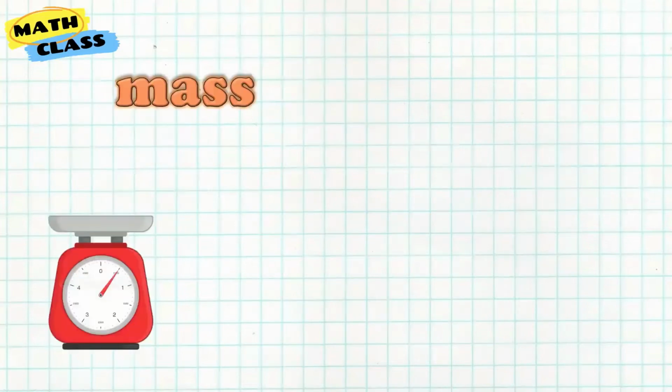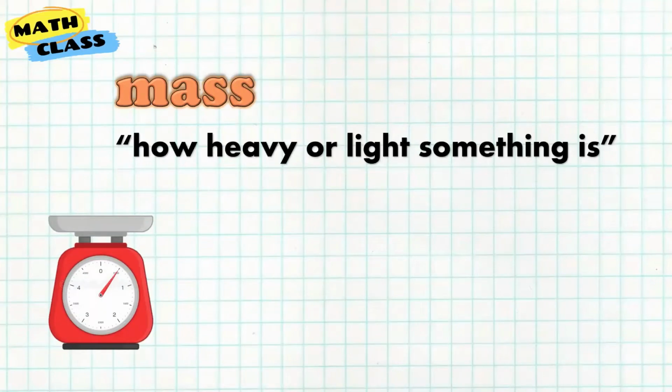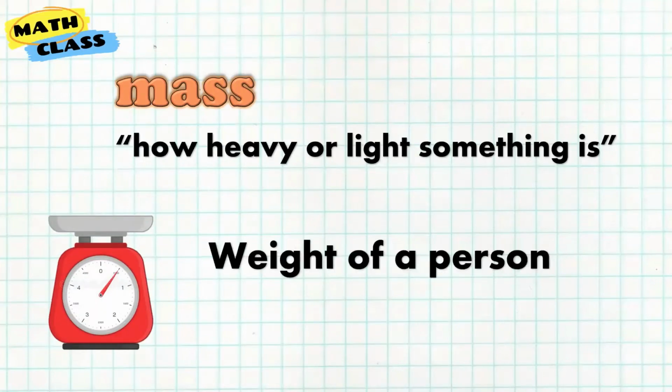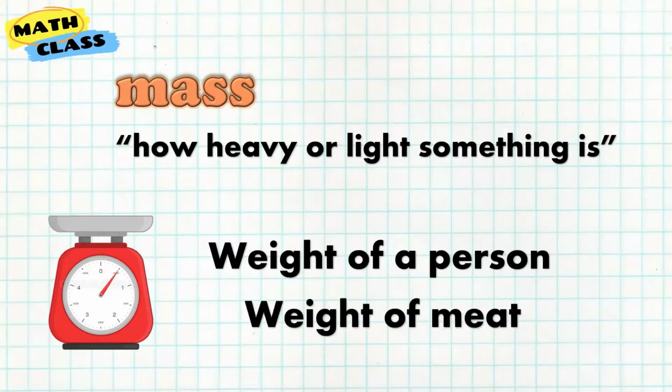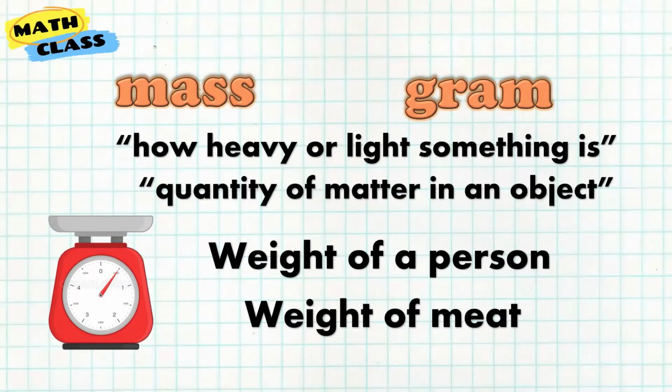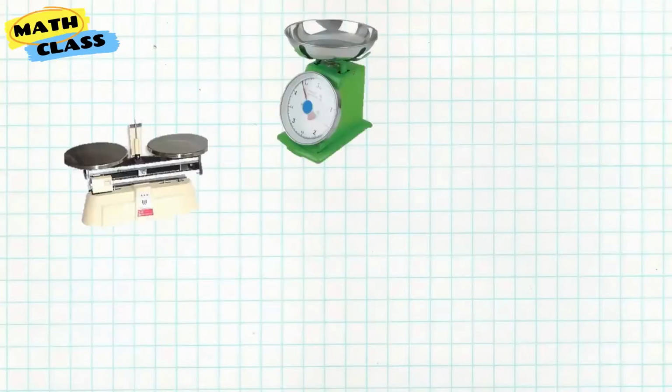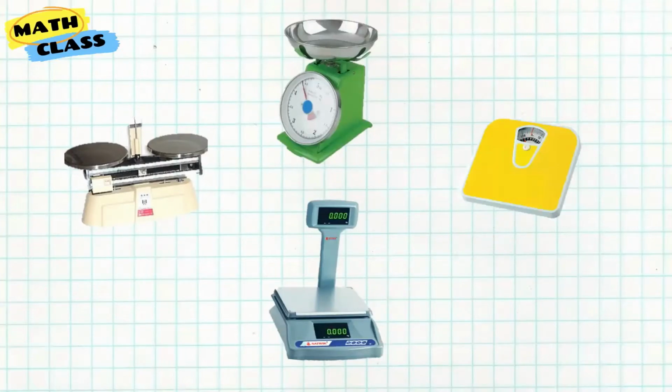Now, when we talk about mass, it answers the question how heavy or light something is. Or if you're getting the weight of a person or weight of meat or some things, that is usually measured by mass. And the standard unit of measurement that we use is gram. So when we talk about mass, it's the quantity of matter in a certain object. And we also have different weighing scales that we use in measuring the mass.